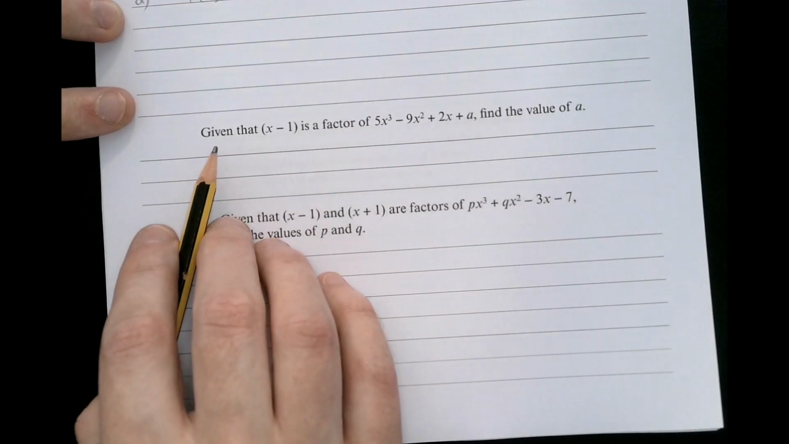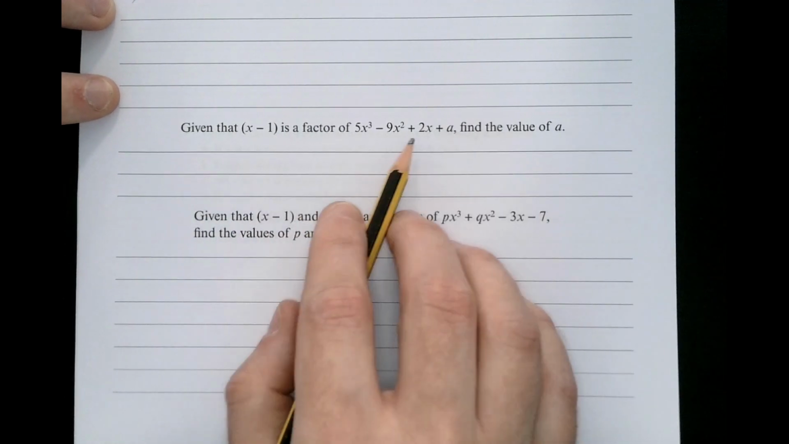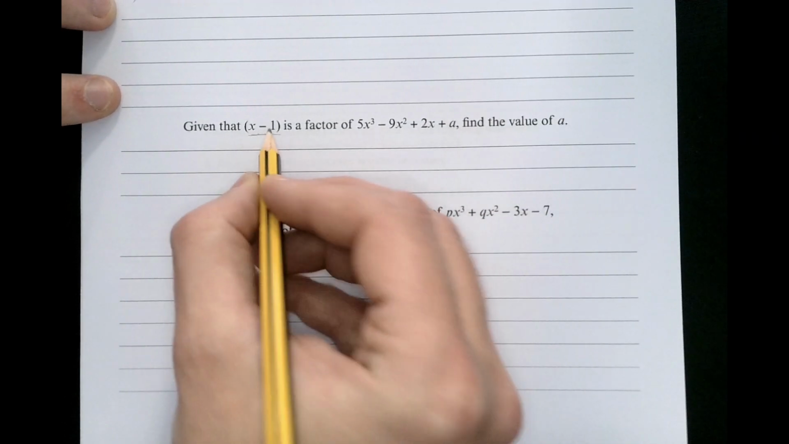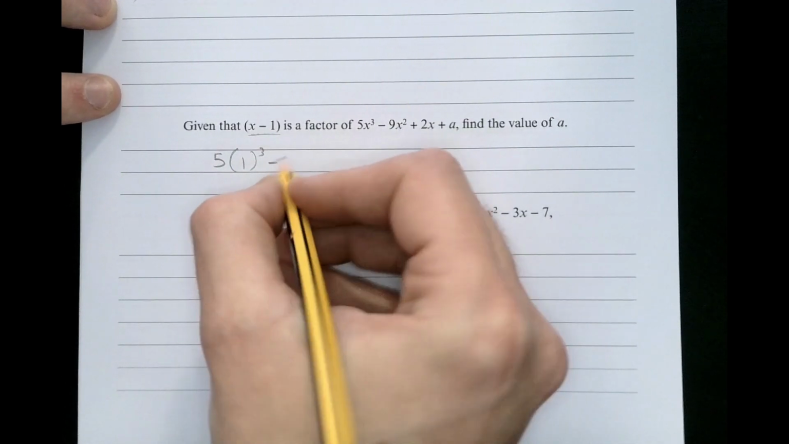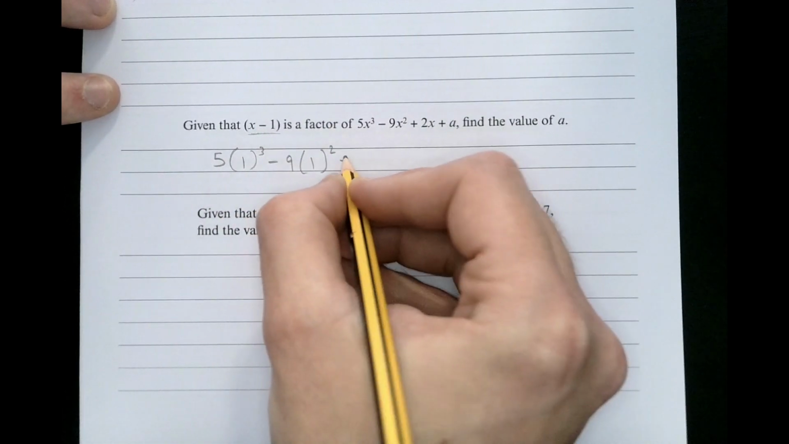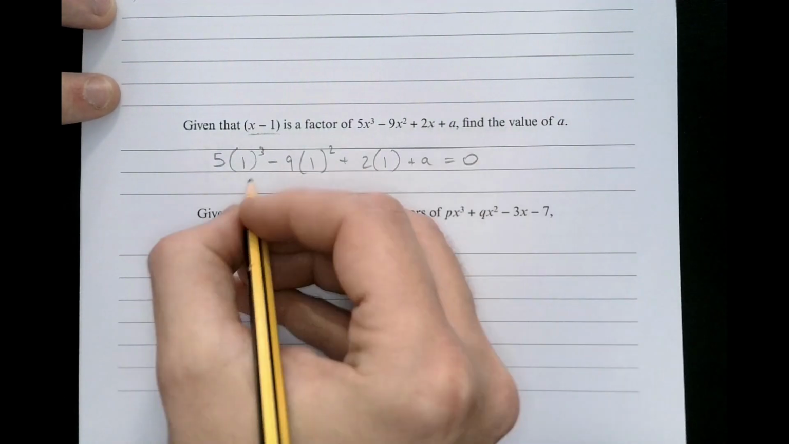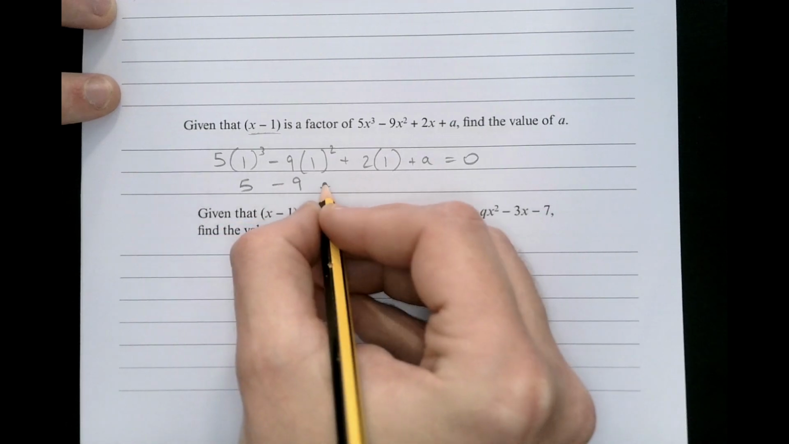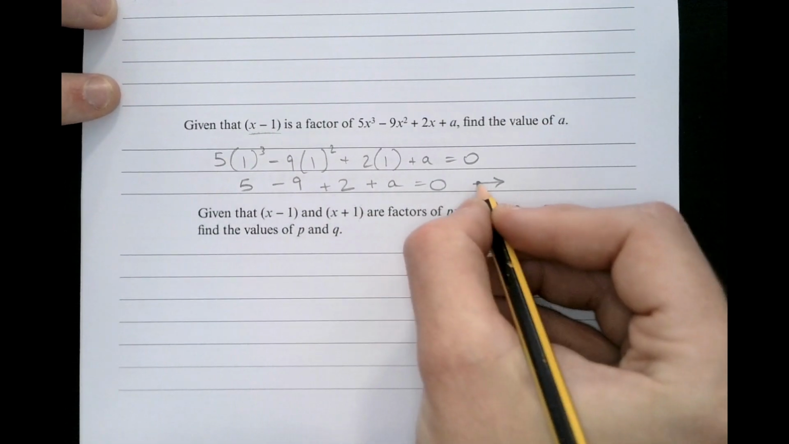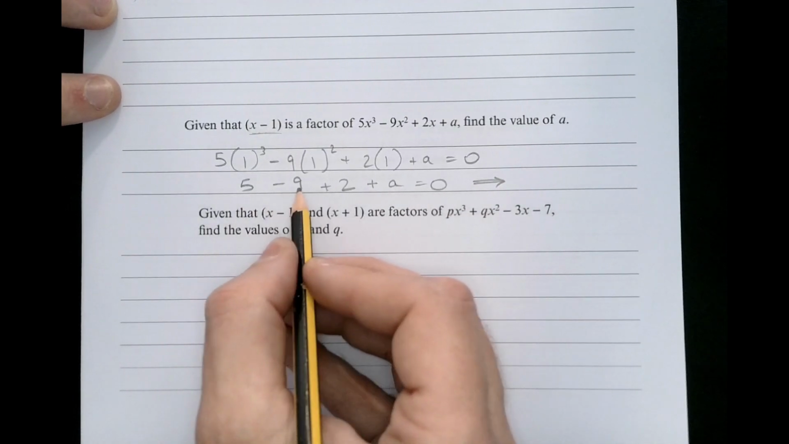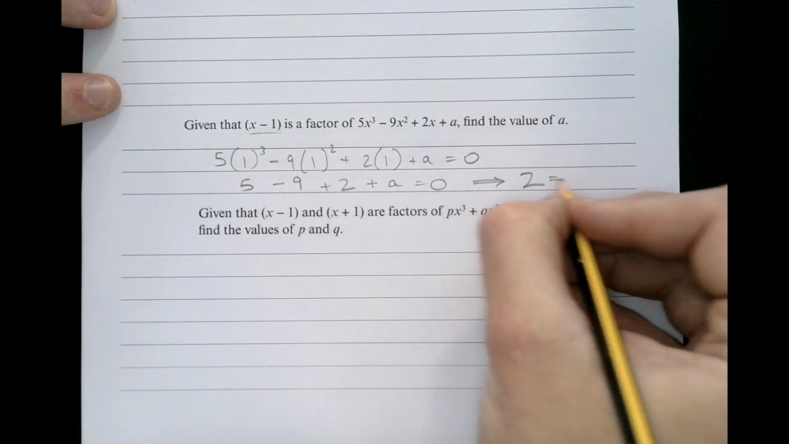Given, this is what I was talking about, given that something is a factor, find the value of A. So if we know that that's a factor, then we know that 5 lots of 1 cubed minus 9 lots of 1 squared plus 2 lots of 1 plus A must equal 0. So that's 5 minus 9 plus 2 plus A equals 0, which gives us 5 minus 9 is minus 4 plus 2 minus 2, so A must be 2.